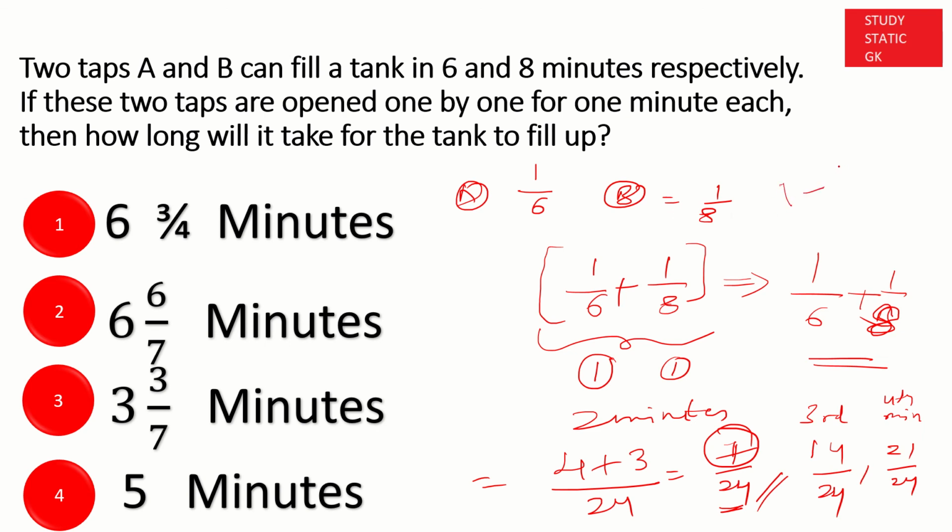So 1 minus 21 by 24 means 3 by 24 part is still remaining. This has to be filled by A, since the next consecutive part is of A. So A will come into the picture. 3 by 24 is nothing but 1 by 8. So 1 by 8 part has to be filled, but in a minute A will fill 1 by 6th part.